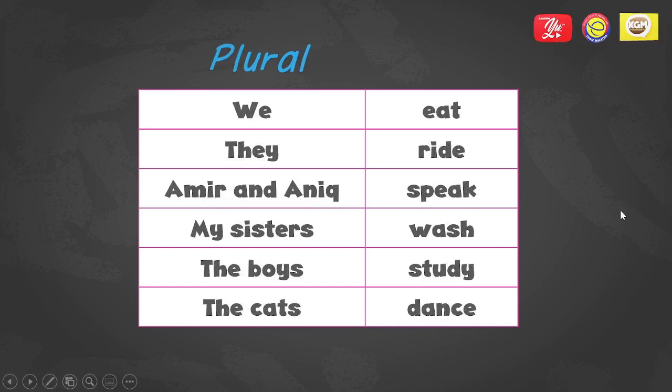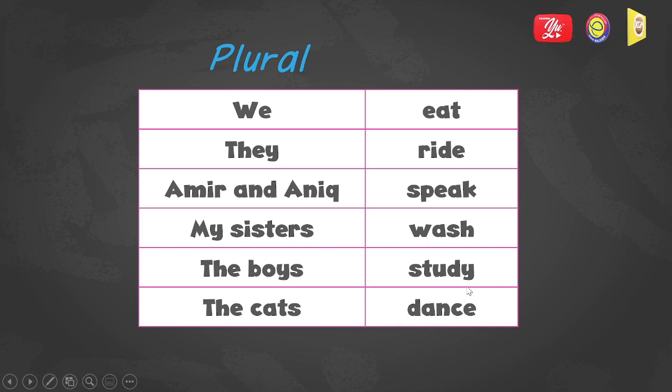So what if you have plural subjects such as we, they, Amir and Anik, my sisters, the boys, the cats? The verb that comes after that do not have s. Example, like the previous one, eat, write, speak, wash, study, and dance. So as you can see, kat sini tak ada s. One tip that I always tell my students is when your subject has s, like here for example, my sisters, the boys, the verb that comes after that do not have s.